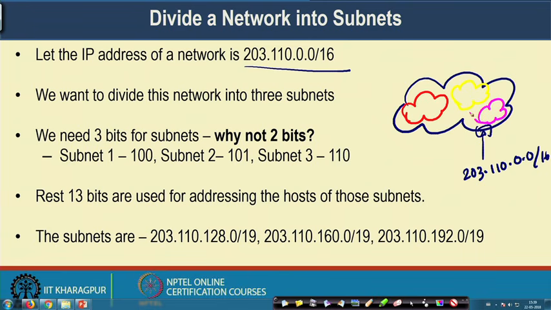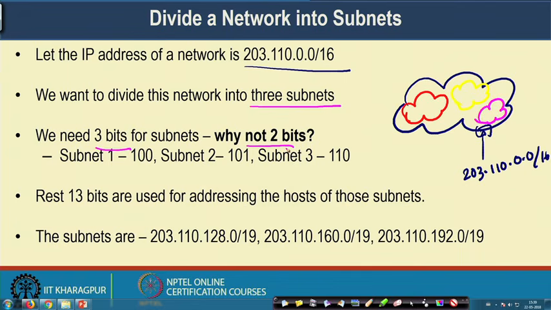The first question is how many bits do you require to have 3 subnets. To create 3 subnets, indeed we require 3 bits and not 2 bits. Why not 2 bits? Because we want to avoid, again, all zeros and all ones in the subnet addressing field.